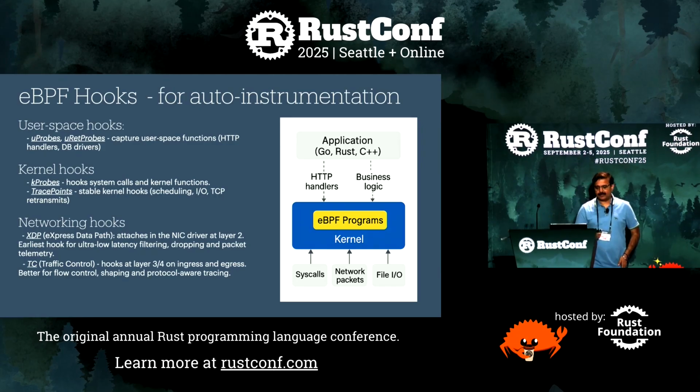We have network hooks. Two of them are XDP, the express data path, which attaches in the NIC driver at layer 2, at the lowest layer, so that it's the earliest level of any packet filtering which we want to do. And then there is traffic control, which can hook at layer 3 or 4. So it can parse the TCP/IP packet, and it can make decisions based on the actual protocol data at layer 3 and 4.